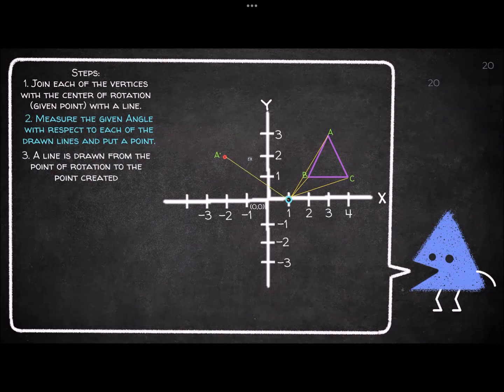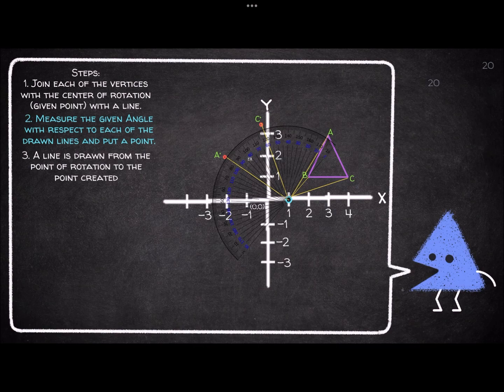Now we are going to repeat the same two steps, but with points C and B. We put the protractor on line C, we measure 90 degrees, we put a point, we name it, and we then draw a line between the new point and the given point. Then we repeat with line B. We put the protractor, we measure 90 degrees, we put a point and we name it.